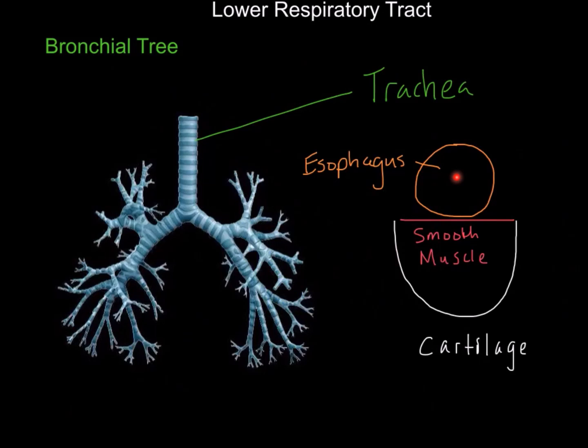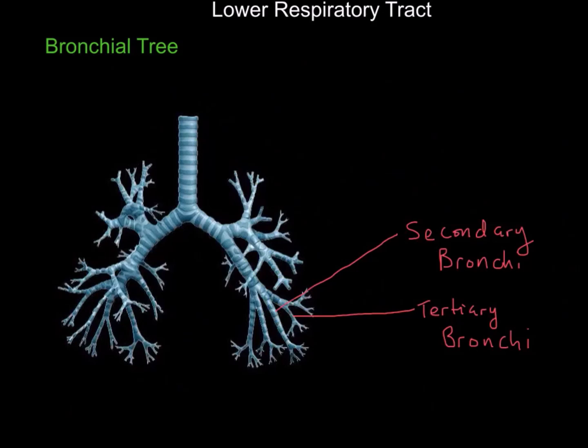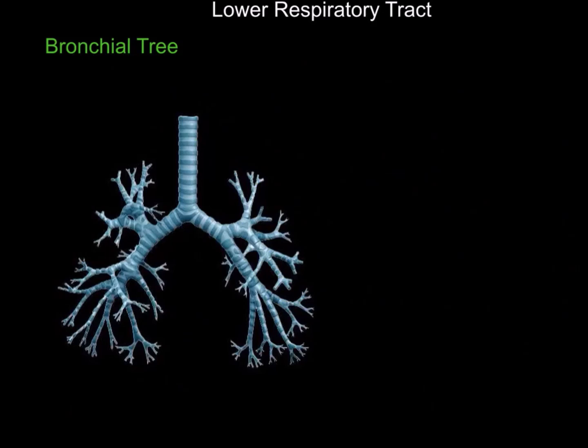As food passes through the esophagus, its walls stretch and actually impede into the trachea, which is why the posterior side of the trachea has to be composed of smooth muscle for flexibility. After the trachea, the next part of the lower respiratory tract of the bronchial tree are the primary bronchi. After the primary bronchi are the secondary bronchi, followed by the tertiary bronchi. And the tertiary bronchi further subdivide into bronchioles.